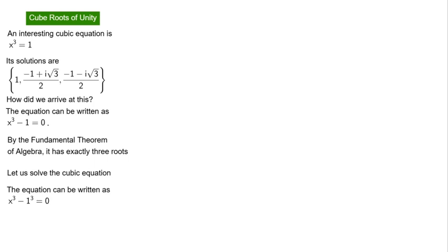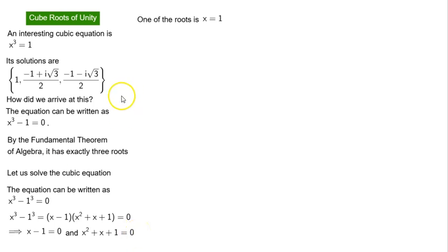And we know a cube minus b cube can be factored. So x cube minus 1 cube equals x minus 1 times x square plus x plus 1 equal to 0. So what does that mean? x minus 1 is equal to 0 and x square plus x plus 1 equal to 0. So the first is a linear equation where x equals 1.